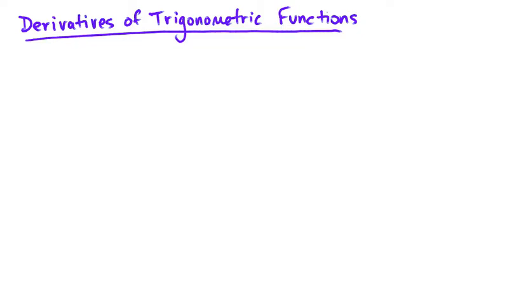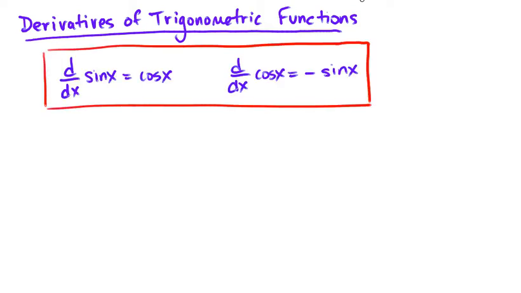Okay, the two key trigonometric functions to know the derivatives of are these two. The derivative of sine x is cosine x, and the derivative of cosine x is negative sine x. Here's a couple reasons why. We'll just take a look at the derivative of sine x for this.